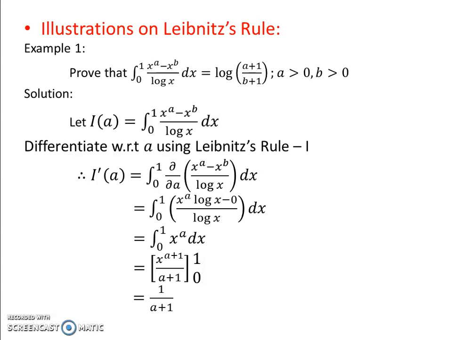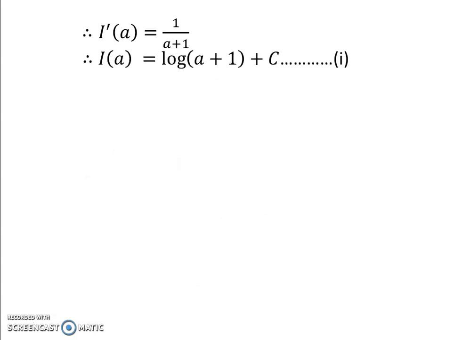So we will integrate this term with respect to a. The integration of I dash of a will be I of a, and the integration of 1 upon (a plus 1) will be log of (a plus 1). As we are taking indefinite integration, c is the constant of integration we will add. Therefore we get I of a equal to log of (a plus 1) plus c. We will call this equation number 1.